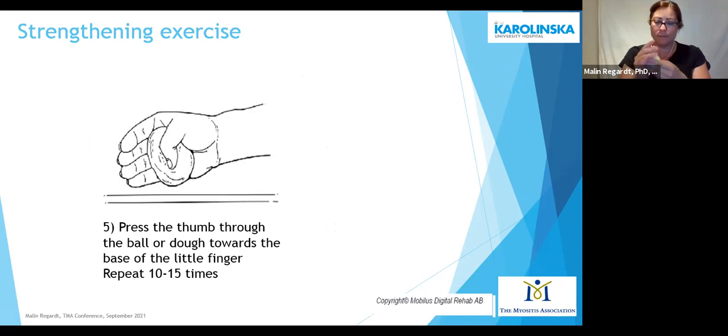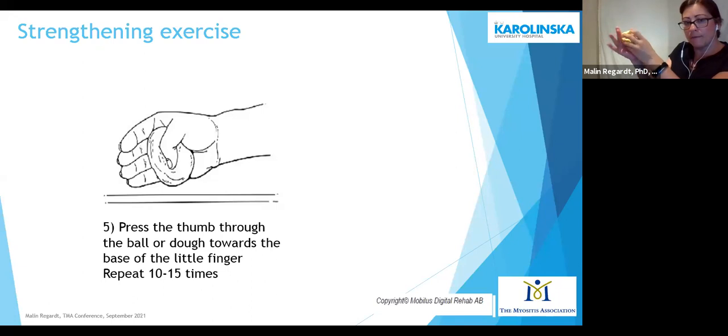And the last exercise is that you should, like we did before, press the thumb towards the little finger, but through the dough. So you have to lift up the dough so you get as much exercise or resistance as possible, and then press towards the little finger. Good.